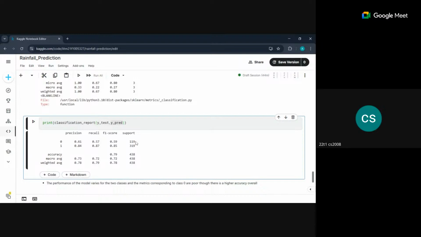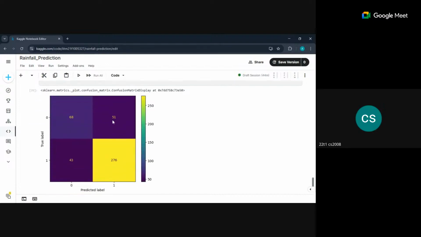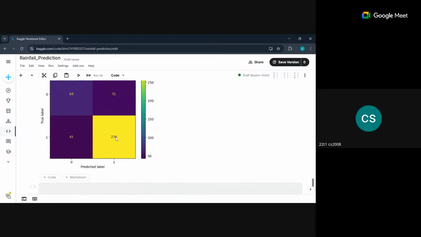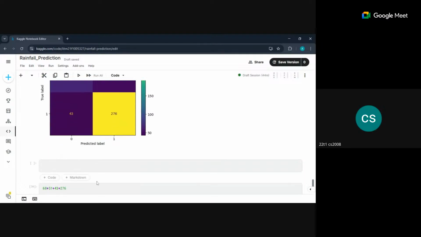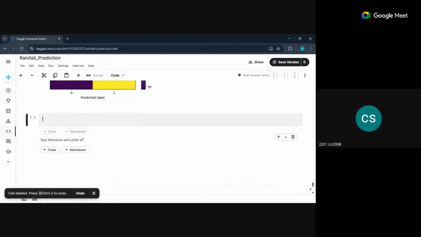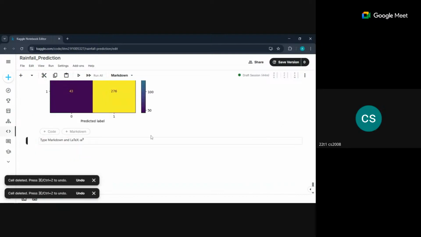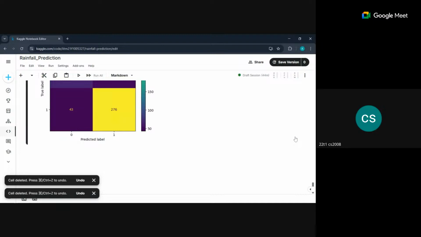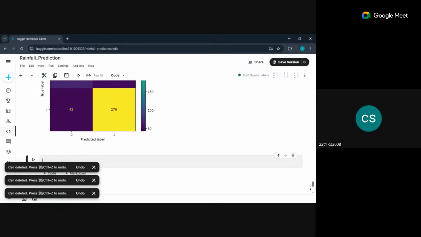So now the actual number of points in 0 were 119 and in 1 were 319. If I count 68 plus 51, that's 119, and this is 319. Does it make sense now? Is there anybody who did not get what happened? That is again important. There's a good chance your code will run, but you end up making mistakes like we saw now. So we need to be careful about it.